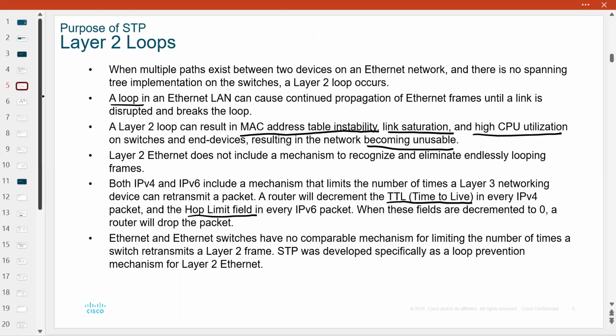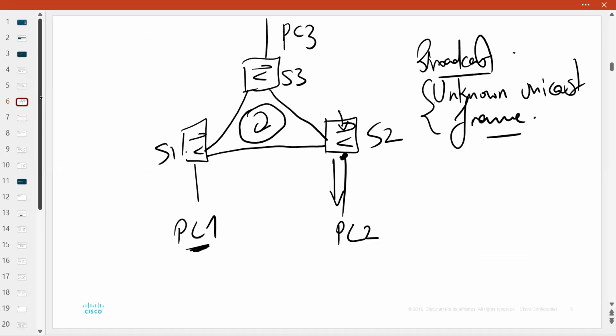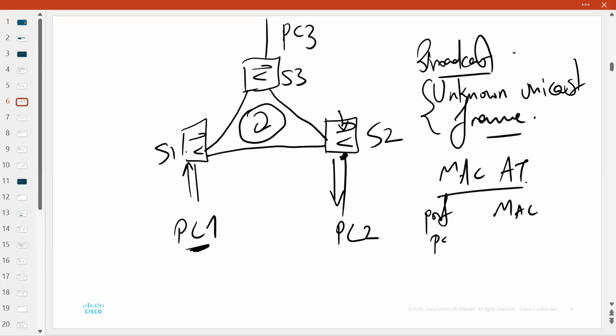So let's look at MAC address table instability, the problems that come with that. MAC address tables are enabled on the switch. If a PC sends something, the MAC address table records what the incoming port is and what the MAC address is. So we have the port and the MAC address. Let's say we have the port for PC1, let's say it's the first one, and the MAC address here is PC1's.